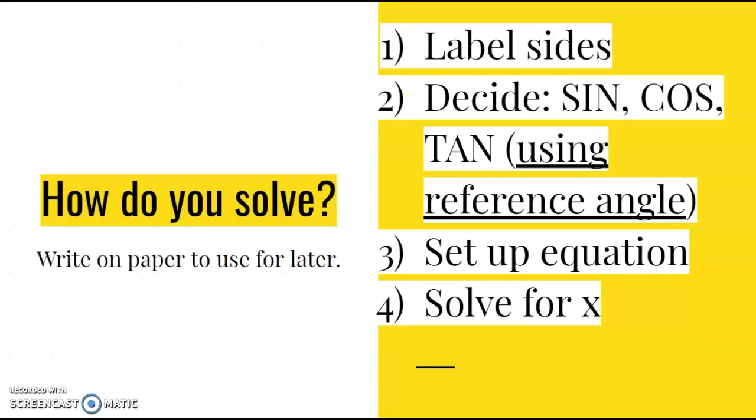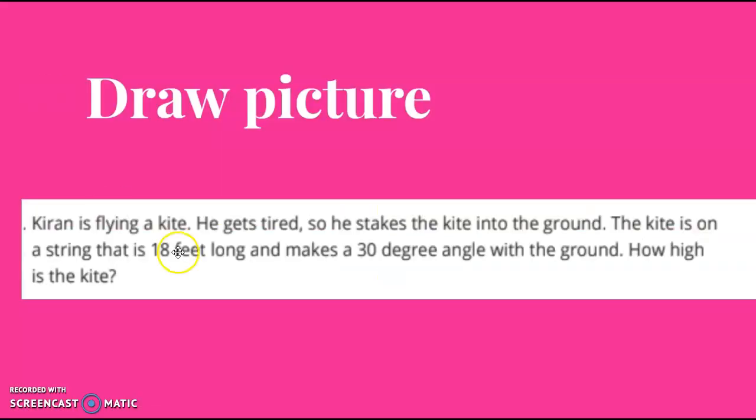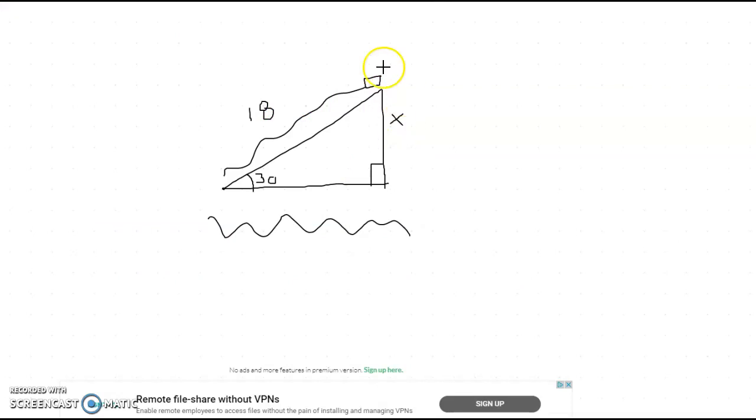Now we're going to use the same steps we did in the last lesson. Label our sides, decide to use sine, cosine, or tangent, set up our equation and solve for x. The only difference was we first had to draw a picture to set up our triangle. So let's do them again for practice. Let's label our sides.